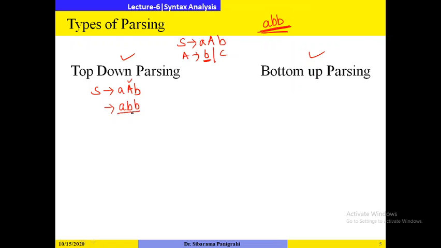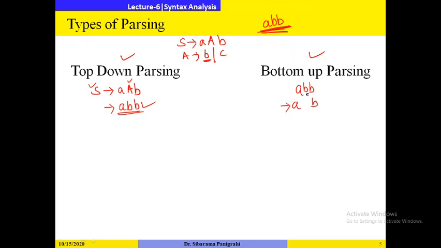So you see the target string can be derived from the starting symbol. Then you can say that this is a valid construct or valid string of the language. So in bottom up parsing, what you will do? In bottom up parsing, you will start with the target string ABB, and you will try to reduce the target string to obtain the start symbol. So ABB, what you will do?